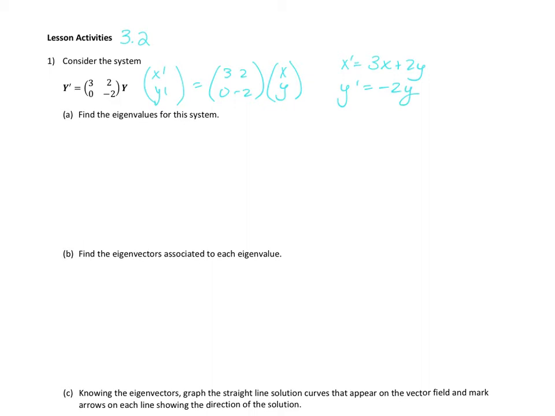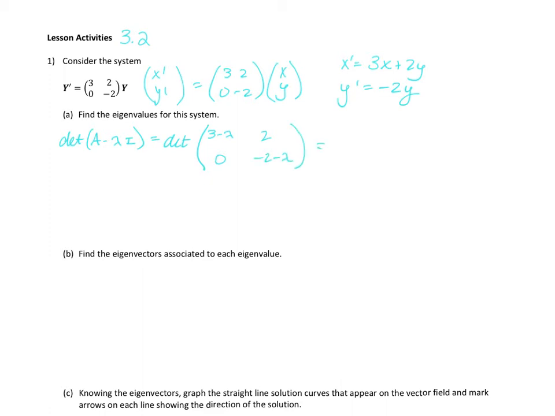Okay, find the eigenvalues for the system. So that is done by calculating the determinant of A minus lambda I and setting it equal to 0. A is the coefficient matrix, 3, 2, 0, negative 2. So I need the determinant of A minus lambda I. That would be 3 minus lambda, 2, 0, and negative 2 minus lambda.